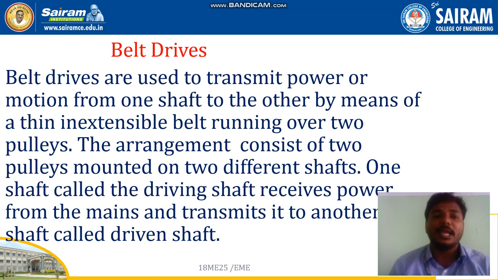I'll repeat once again how this process takes place. In this belt drive there are two pulleys mounted on two different shafts. One shaft, which we call the driving shaft, receives the power from the main power source. That power we transmit to the other shaft, which we call the driven shaft. This is how we transmit the power from one shaft to the other by means of belt drives. So this is about belt drives.